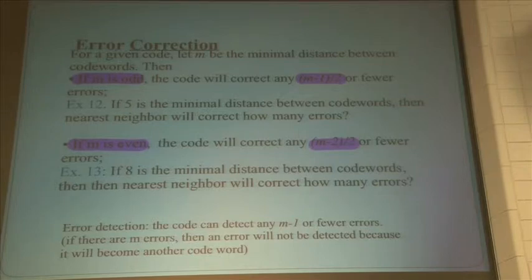Example 12. 5 is your minimal distance between code words. Nearest neighbor will correct how many errors? Okay, 5 is your distance, so that's an odd distance. So you take 5 minus 1, divided by 2, so 4 over 2. This nearest neighbor detection will only correct 2 or fewer of these errors.